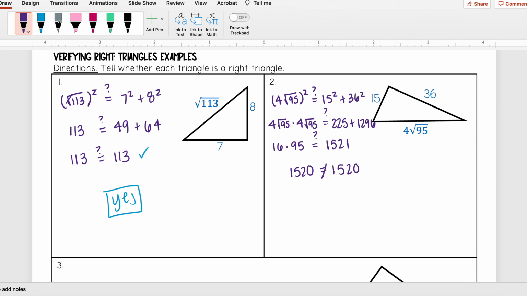And so I see here I do not get a true statement. I get 1520 is equal to 1521, which isn't true. So that means that the answer here is no.